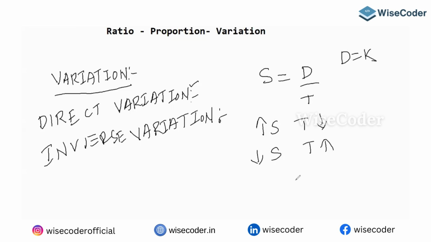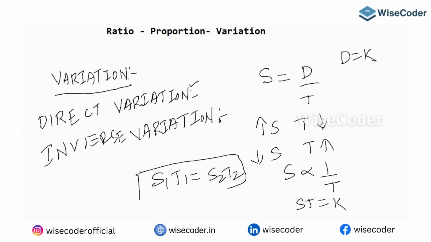Speed and distance will be in what proportion? Inversely proportional. Okay, inverse variation. Speed is inversely proportional to time, so you can say st is equal to a constant. So you can write s1 t1 is equal to s2 t2. Which term is constant when the distance is constant? When the distance is constant, s1 t1 is equal to s2 t2.